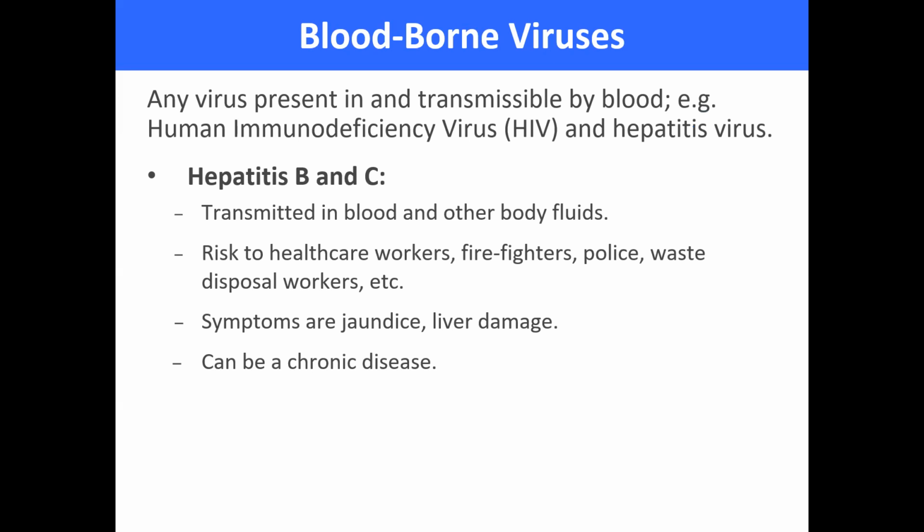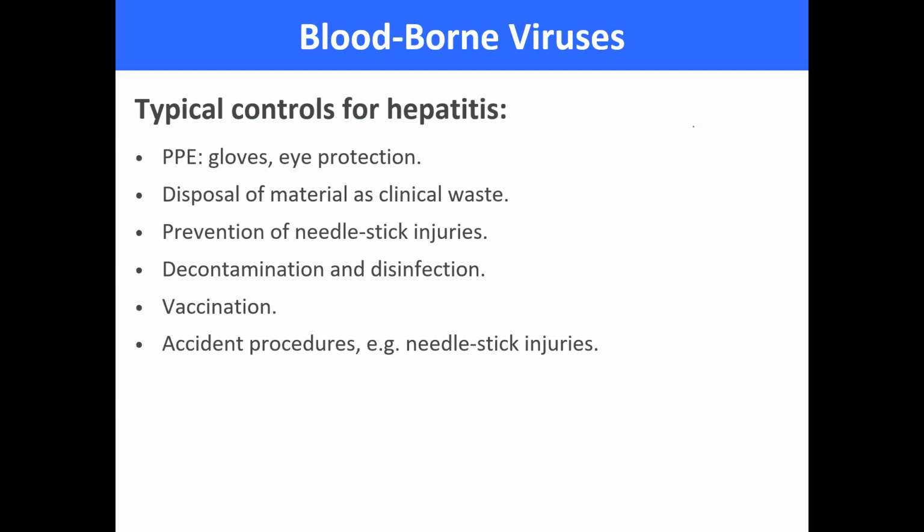They are transmitted through the blood and bodily fluids. The people at risk are healthcare workers, people who work in hospitals, doctors, nurses, etc., firefighters, police, and waste disposal people. The symptoms of hepatitis B and C are related to jaundice and liver damage, and it can be a chronic disease as well. Then there are typical control measures for hepatitis.